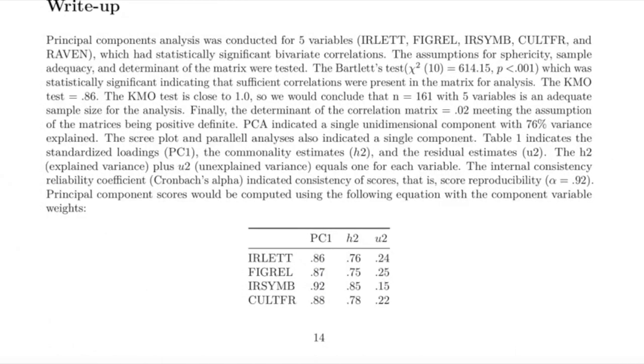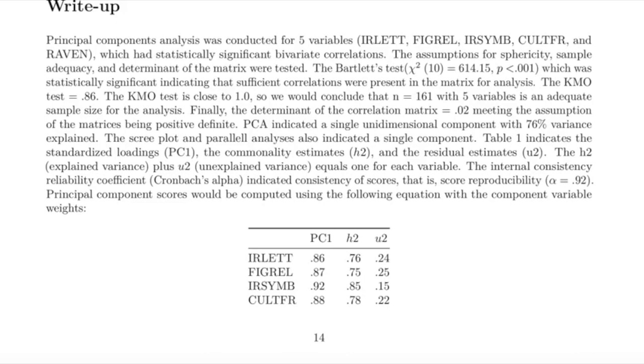So now the write-up: we just say what procedure we were doing, which is principal components. Probably want to say what software we did it in. We had 5 variables. We went ahead and calculated correlations, and they were statistically significant. We checked the assumption of sphericity using Bartlett's test, which indicated that the variables were sufficiently related for a PCA. The same thing for KMO. It was close to 1, so that also tells us that the sample was adequate for PCA.